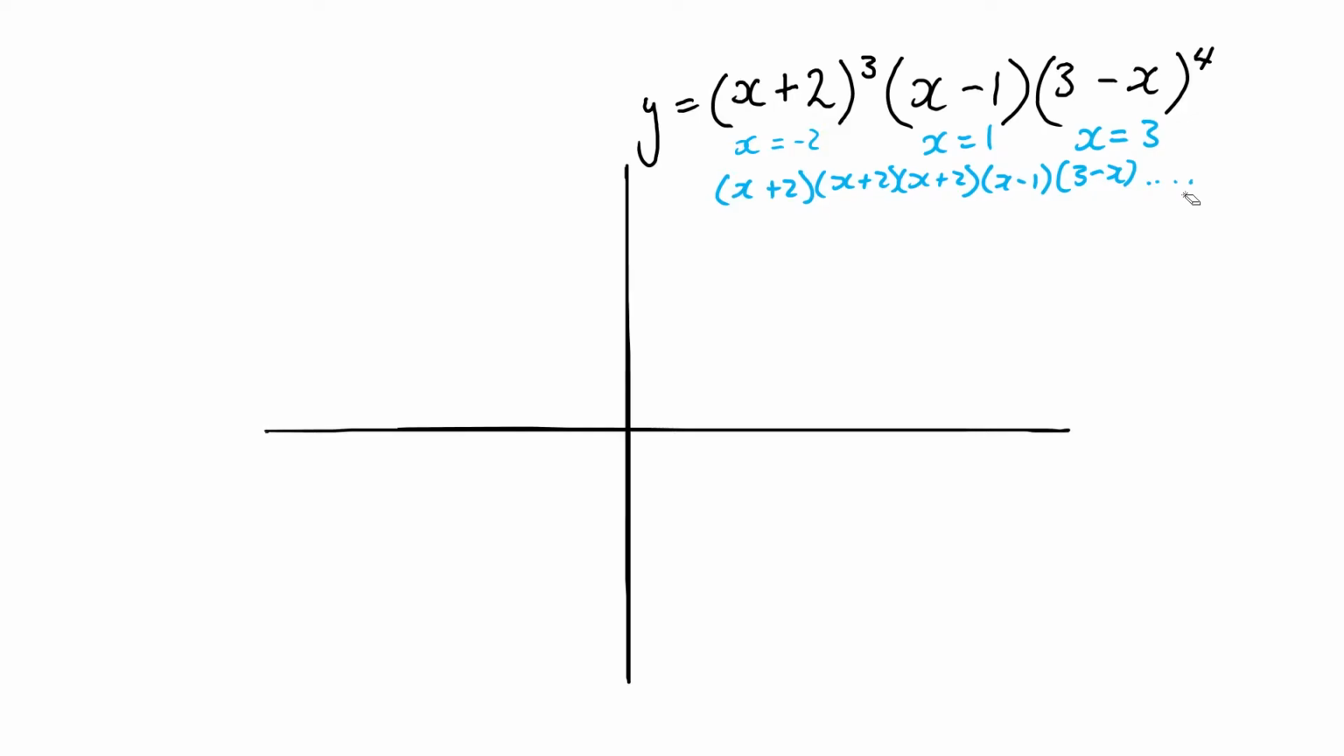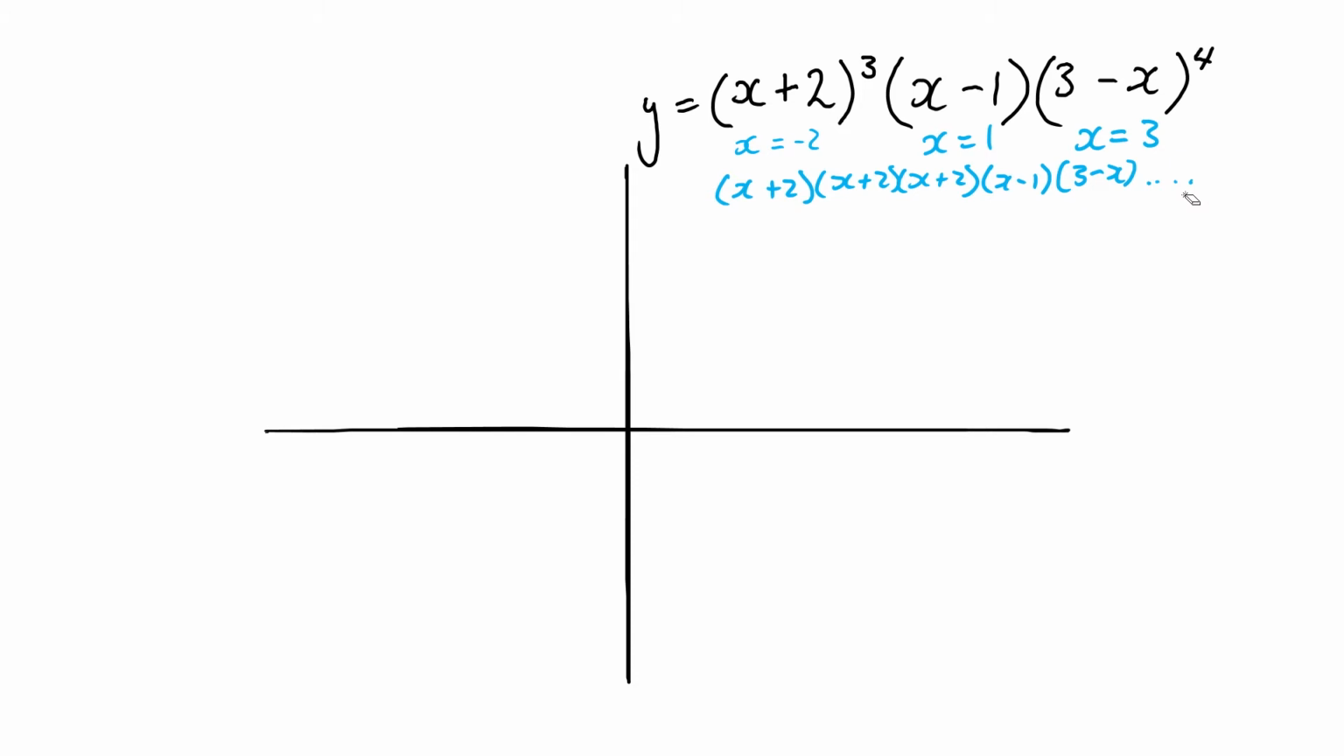So what this is going to help us with is that a factor that appears an even amount of times is going to have a turning point at that x value. And a factor that appears an odd amount of times is going to have a point of inflection. Okay, so from this we can see that at x equals negative 2, there's going to be a point of inflection. At x equals 1, that's just a regular intercept like we're used to. And at x equals 3, there's going to be a turning point because it has an even power.